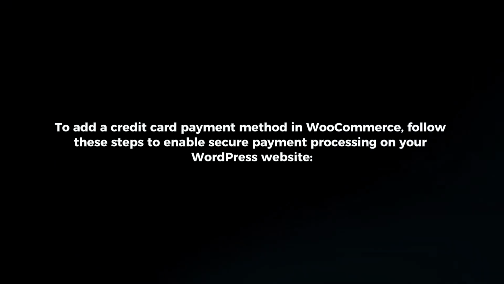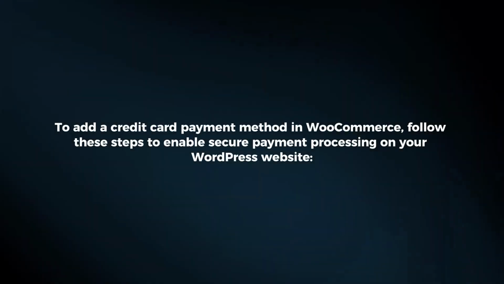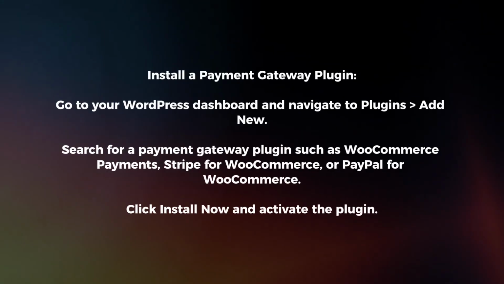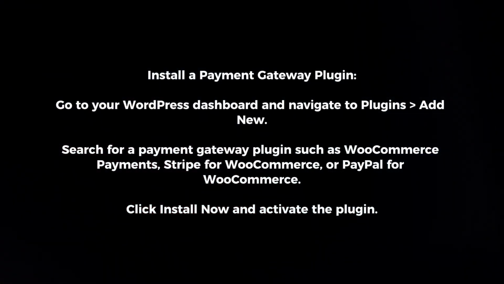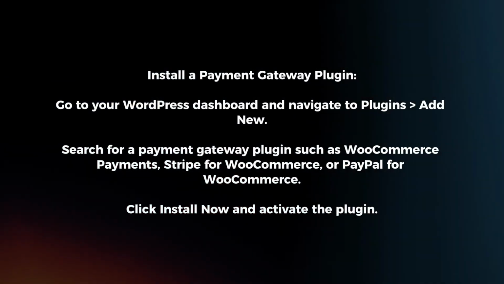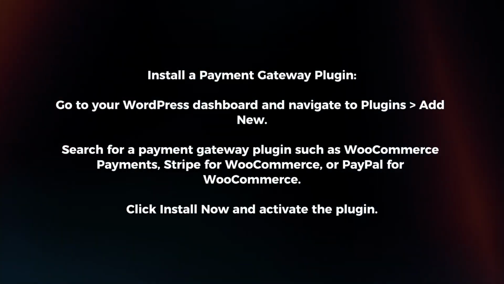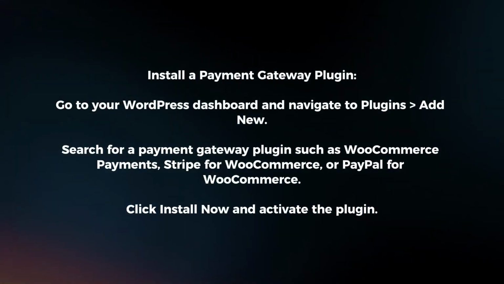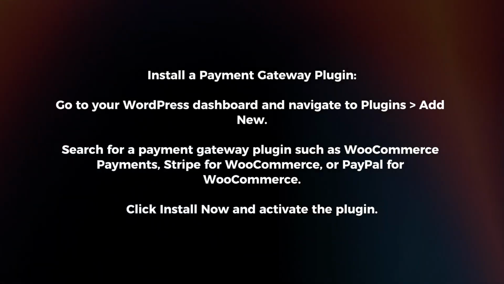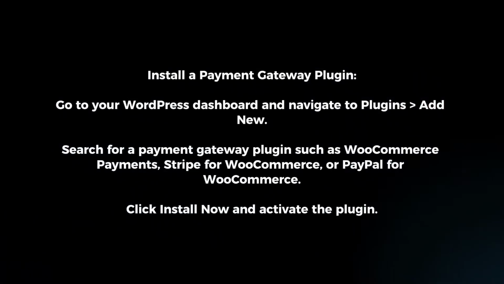To add a credit card payment method in WooCommerce, follow these steps to enable secure payment processing on your WordPress website. Install a payment gateway plugin. Go to your WordPress dashboard and navigate to Plugins, Add New. Search for a payment gateway plugin such as WooCommerce Payments, Stripe for WooCommerce, or PayPal for WooCommerce. Click Install Now and activate the plugin.